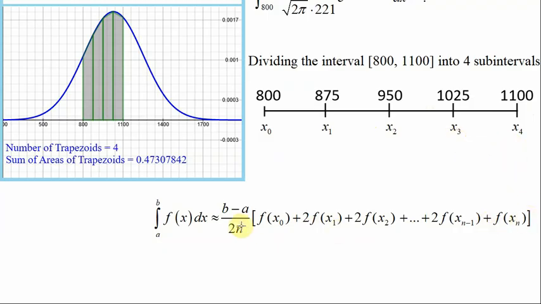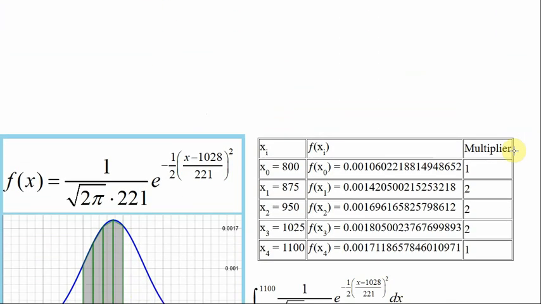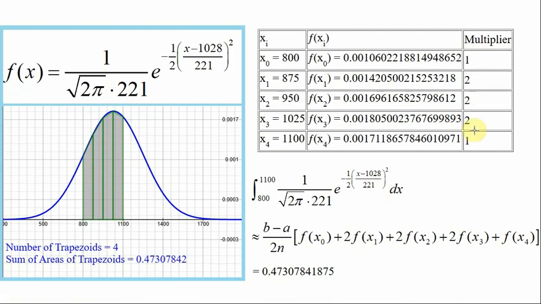And then to use this formula, we would need f of x sub 0, f of x sub 1, all the way up to f of x sub 4. And this is what they would look like. Here's x sub 0 up to x sub 4, and here are the function values. To get these function values, we go to this function. In the place of x, we put 800, and then we get this. For this one, in the place of x we would have 875, and we would get this value for f of x sub 1.